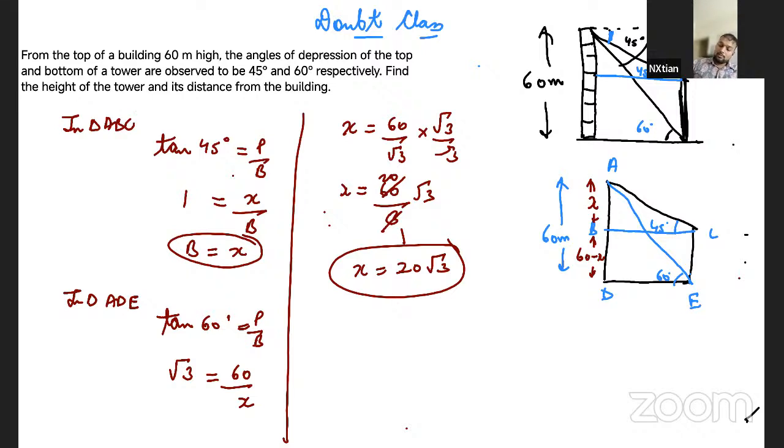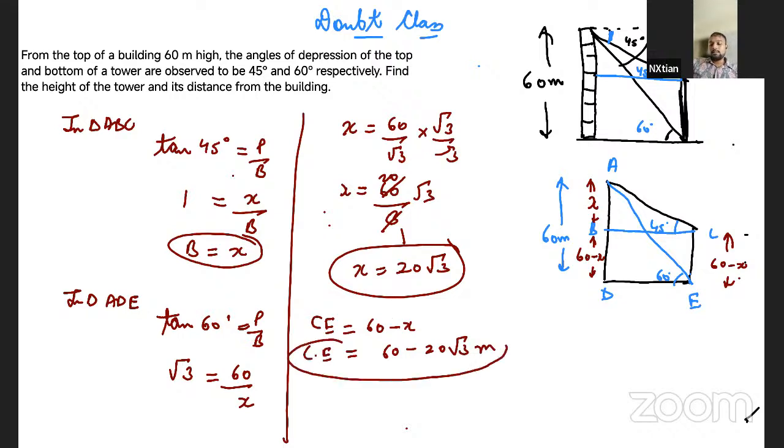So I told you, see, this is 60 minus x, then this is also 60 minus x. Of course, they form a rectangle, and rectangle opposite sides are equal. So CE is equal to 60 minus x. CE is equal to 60 minus 20 root 3 meter. So this is the building height. If you put the root value, root 3, which is 1.73, and solve it, you will get the answer.